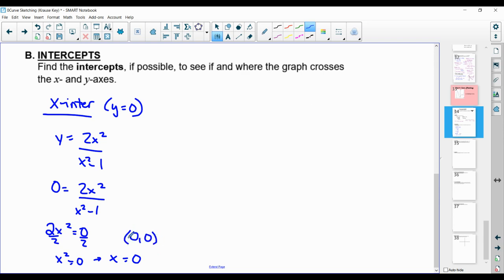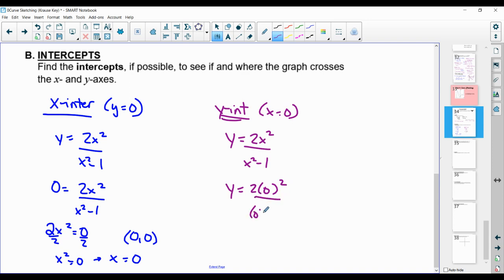Now, because we looked at domain already, we know that we've lost a point by multiplying 0 times x squared minus 1. But because we know of those 2 points, plus and minus 1, we don't have to worry about them here. We also know they're not x-intercepts because they're asymptotes. So y-intercept, x equals 0. So we're going to have y equals 2x squared over x squared minus 1. So y equals 2 times 0 squared all over 0 squared minus 1, equals 0 over -1, equals 0.